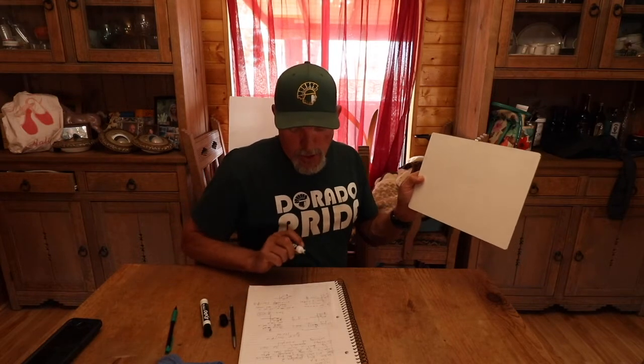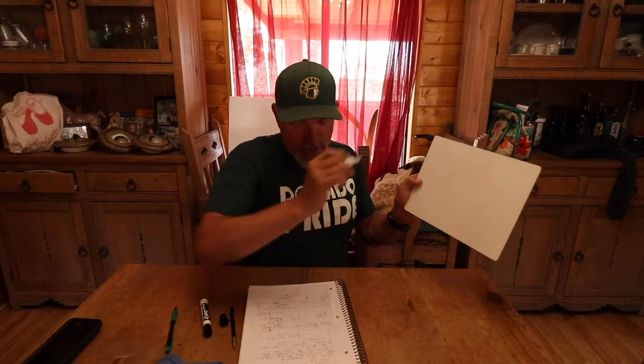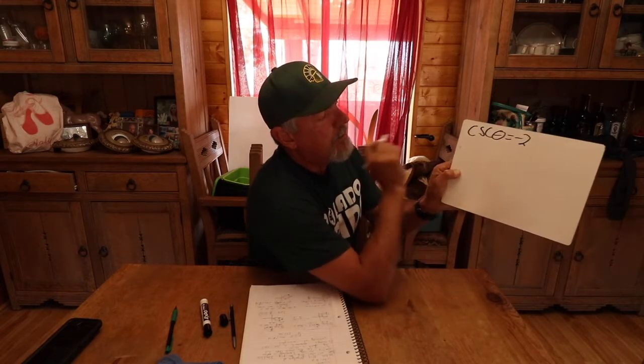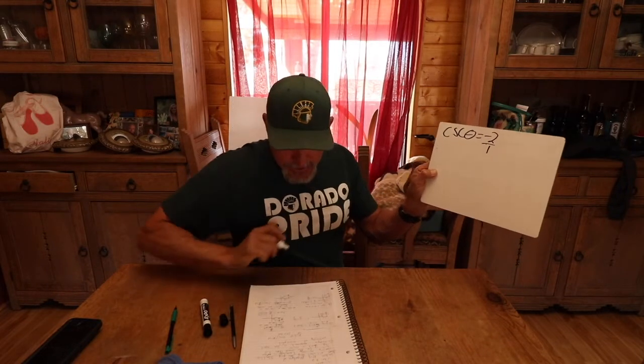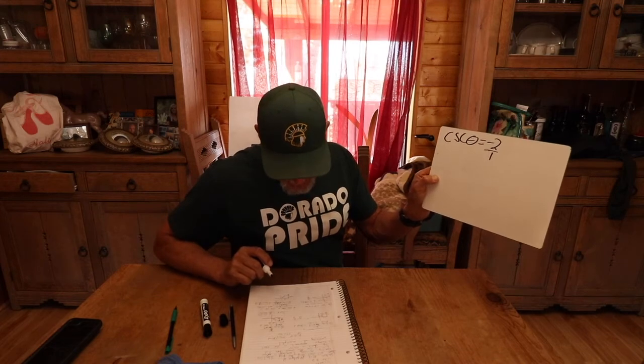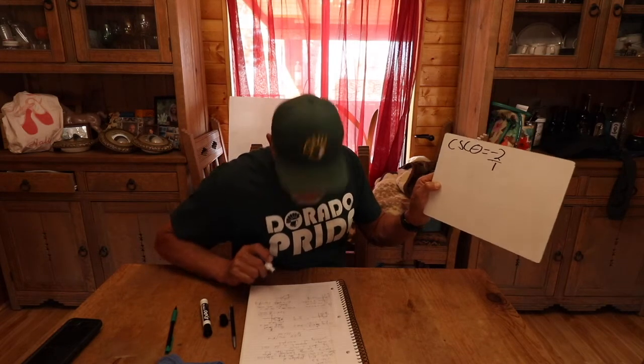This time I'm going to write it the other way. So the question is the same though. They're giving us cosecant of theta equals negative 2. I am putting a 1 under it. They're asking us to find the cosine of theta.